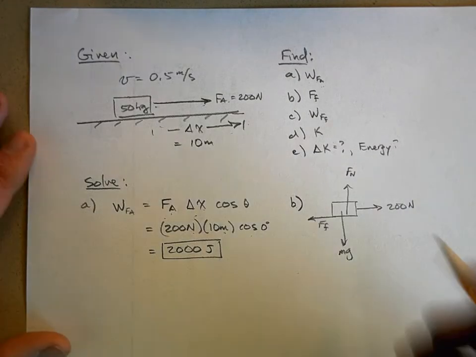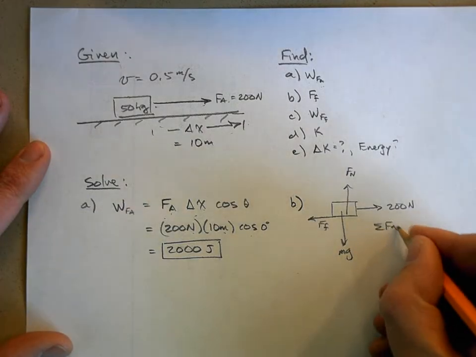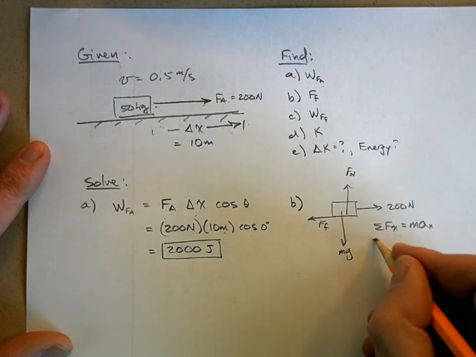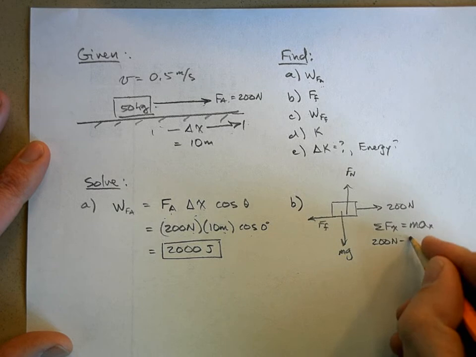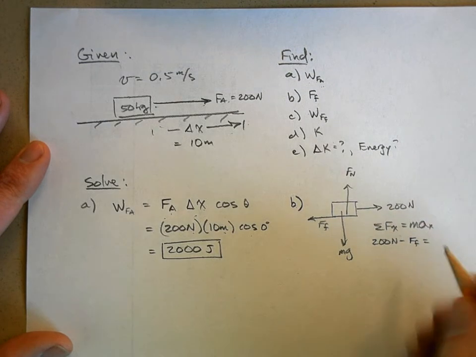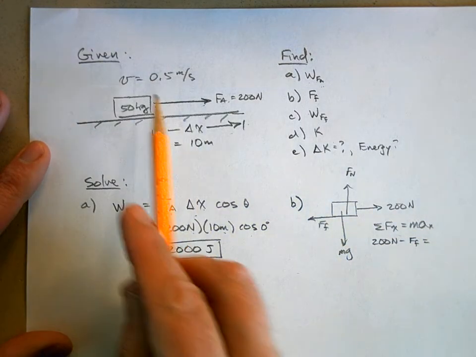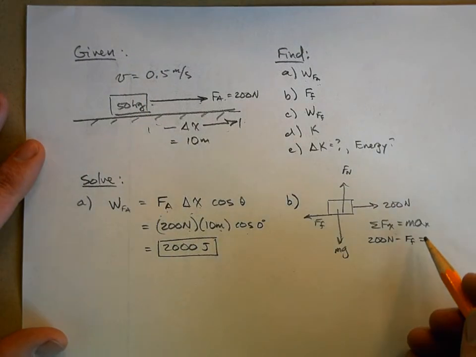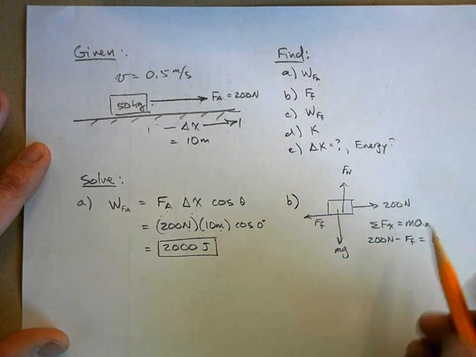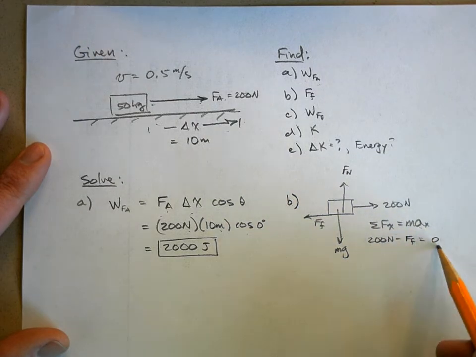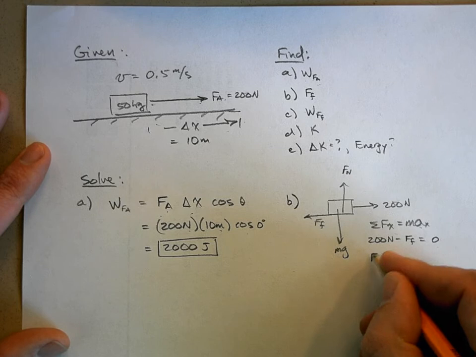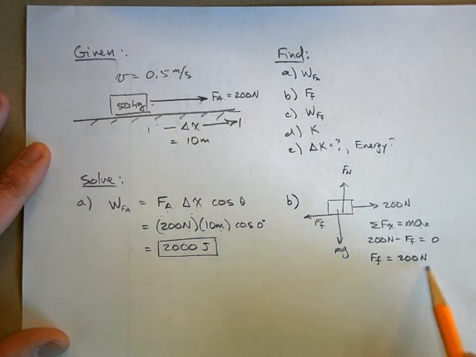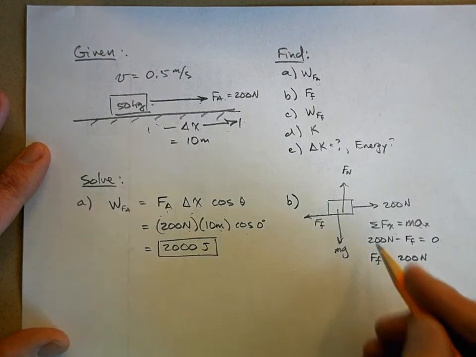You say, okay, well, if I sum the forces in the x direction, that'll equal m a in the x direction. And I look in the x direction: 200 newtons minus the force of friction equals, well, it's given in the problem that the velocity is constant, so there's no acceleration. So this is equal to 0. So m times 0 is 0. And so the force of friction must be equal to 200 newtons. And of course, this implies that the direction of it is to the left.